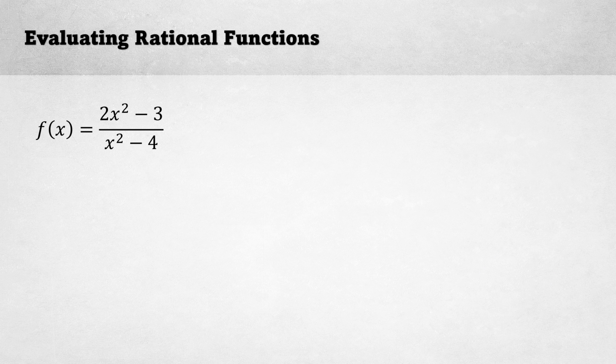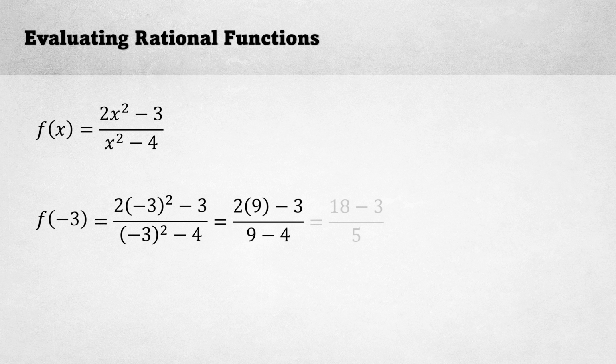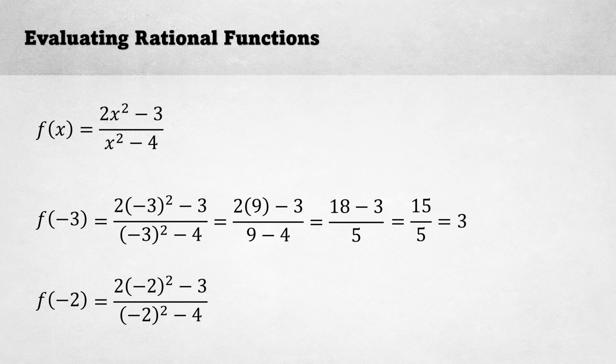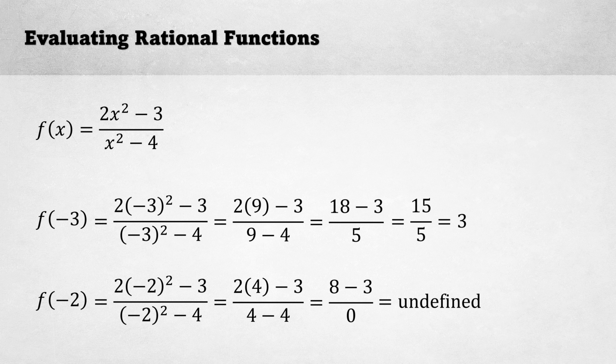Here we want to evaluate a rational function f of x. To evaluate f of -3, we simply input -3 for every x we see in the function. Simplifying it, we get 15/5, which simplifies to 3. Similarly, to evaluate f of -2, we put in -2 for every x we see in the function. After some arithmetic, we get a non-zero number divided by 0. However, we cannot divide by 0, so f of -2 is undefined.